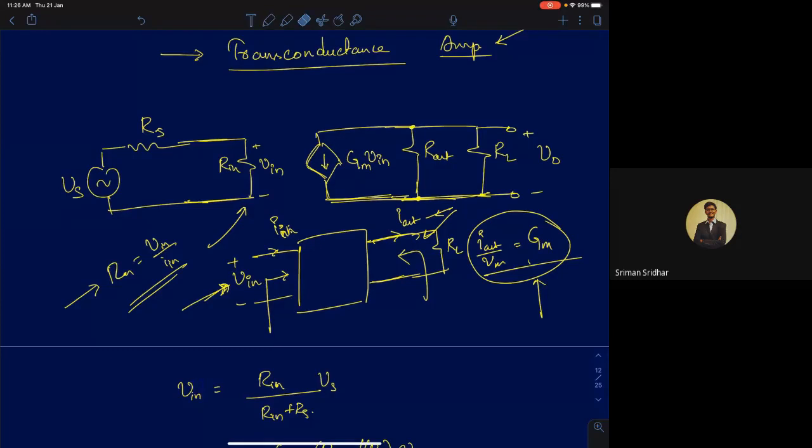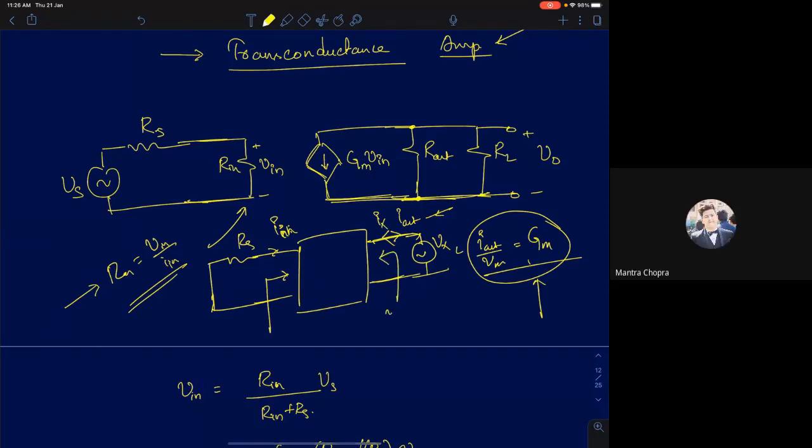Then if you want to measure Rout, what do you do? You will short circuit the input. Usually we keep the source resistance as it is, short circuit the input, apply a test voltage here, Vx, and measure the current that's being drawn into the amplifier.